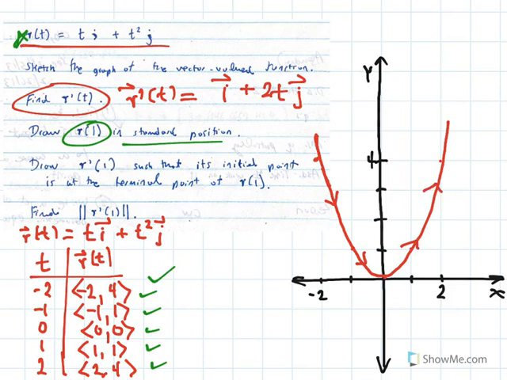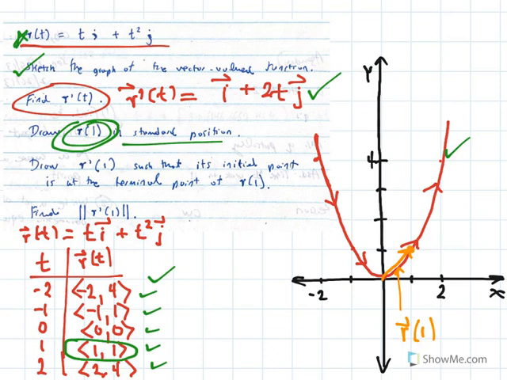The next part of the activity asks us to sketch the vector-valued function. We've already done that, so that's what I have here. Find r prime of t. We've already done that. r prime of t is 1i plus 2tj. Now draw r of 1 in standard position. r of 1 is the vector (1, 1), and I want to draw that in standard position. Let's draw that using a different color, like gold. That would be the vector r of 1, and you can see that the terminal side of the vector is a point on our curve.